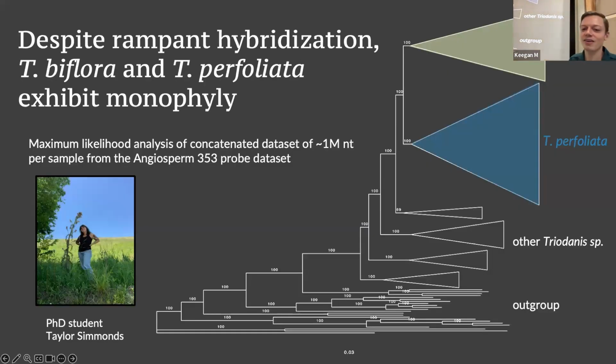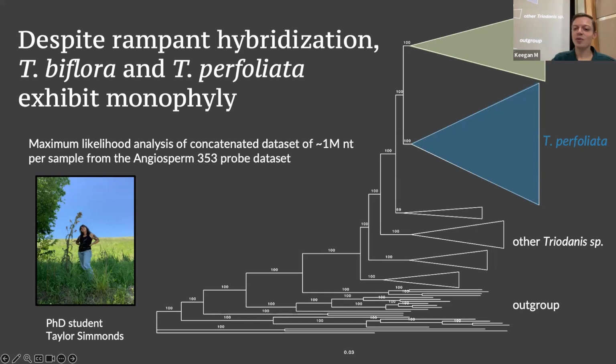So we see these patterns of intermediacy, but Triodanis biflora and perfoliata still form distinct monophyletic groups. Ongoing work by Taylor Simmons, a PhD candidate in the Weber lab, indicates this and shows monophyly. So these two species form monophyletic groups with strong support, represented by many populations. And this is where I come in.